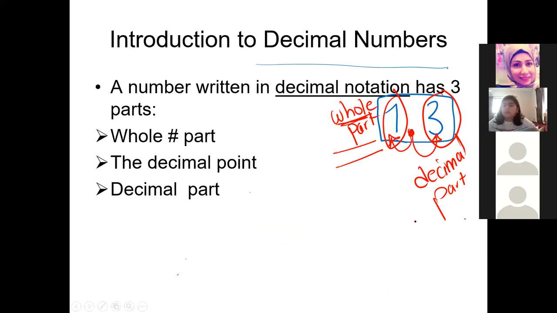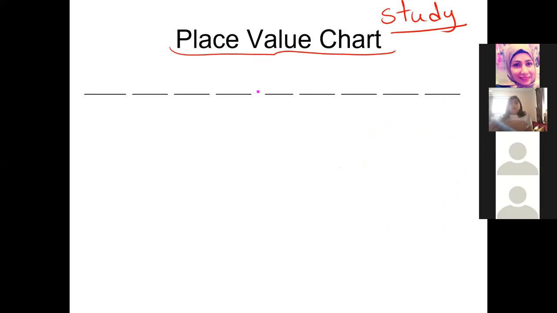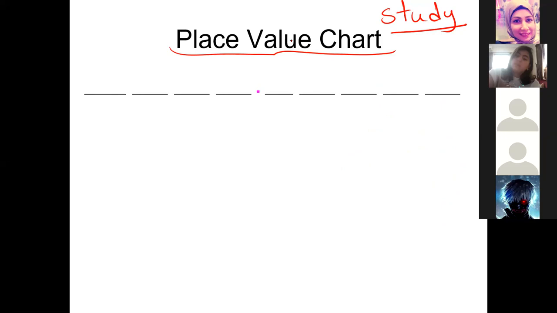Bravo. Now the place value chart. This place value chart is so important. You have to study it. You can copy it on a draft paper, but when I finish, let me explain now, then I will give you time. With this place value chart, we will know the place value of each digit.